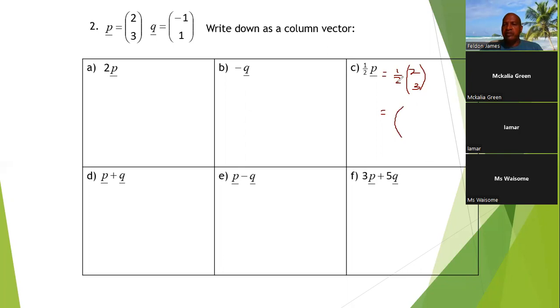So you would have 2 divided by 2, which is 1, and 3 divided by 2, which is simply 3 over 2. Is that clear to everyone? Any question?